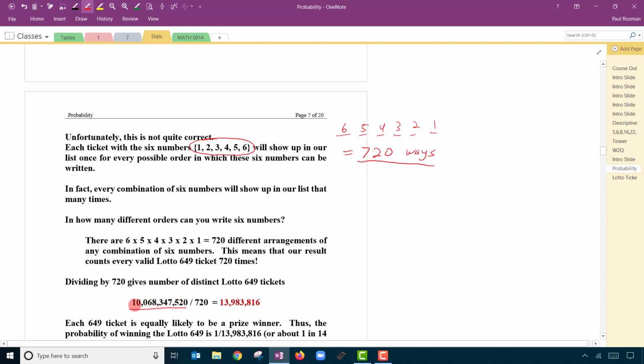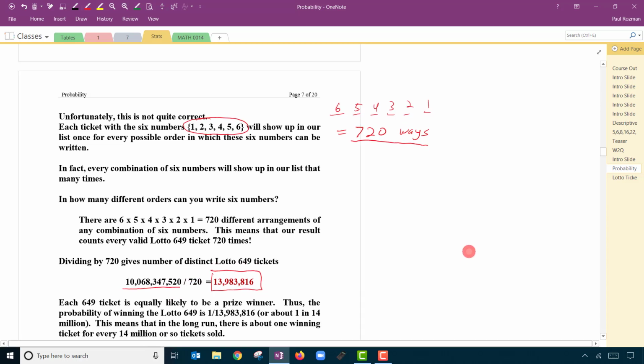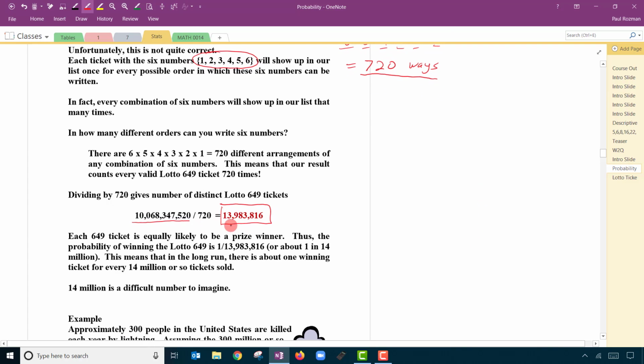Because each outcome in this 10 billion was counted multiple times, it had twins. Every possible 1, 2, 3, 4, 5, 6 appears 720 times in that 10 billion. And so does 2, 3, 4, 5, 6, 7. And so does 8, 9, 10, 11, 12, 13, etc. So if I just divide by 720, now I get the number of combinations. There are roughly 14 million different lottery tickets in the 649.